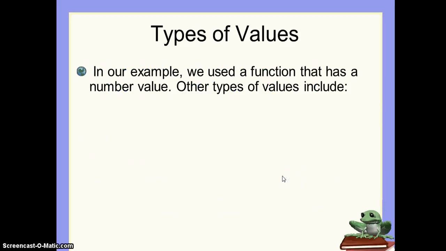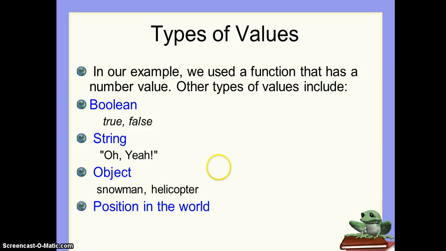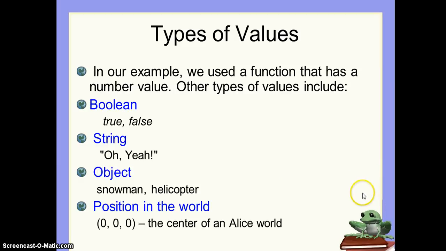Okay, so as we said, we used a function that had a number value, but there's some other possibilities. Some other values include Boolean, and this is true or false. It could be a string. Those are words. It could be an object, so that's kind of interesting. For example, snowman or helicopter. And it could be a position in the world. And frankly, right now we don't use that a lot. Maybe when you make up your own, you're going to want to use it, but for this course, not so much.